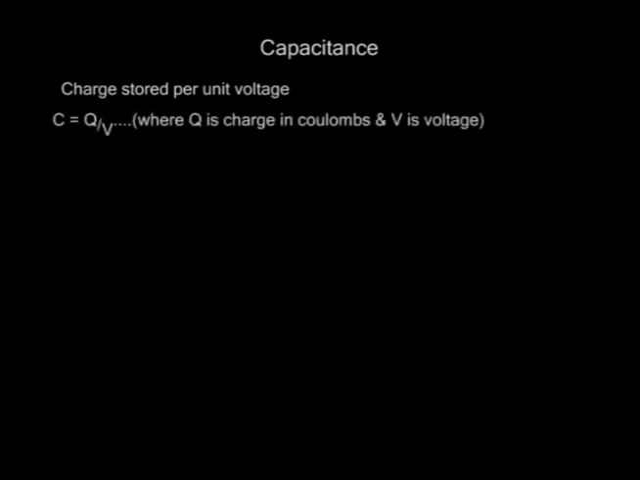Capacitance. The capacitance of a capacitor is a measure of the amount of charge the capacitor can store when connected to a given voltage and is defined as the charge stored per unit voltage. Capacitance C is equal to Q over V, where Q is the charge in coulombs and V the voltage. The SI unit of capacitance is the farad, F. 1 farad is the capacitance of a body if a charge of 1 coulomb raises its potential by 1 volt. Note that 1 farad is a very large unit of capacitance, and in practice, smaller units such as microfarads are used.